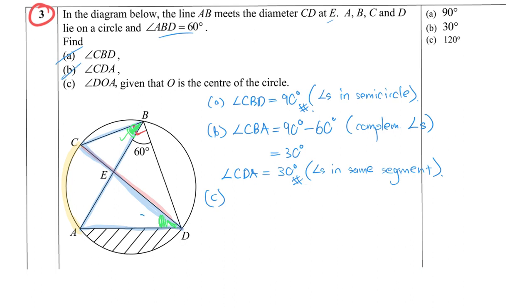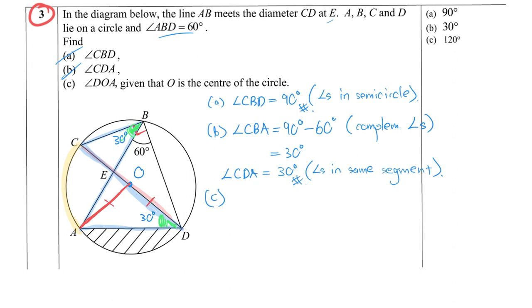Okay, so 30, 30. Last but not least, DOA. DOA, where O is the center of the circle. If CD is the diameter, I can assume O is somewhere here. And because it's in the middle of nowhere, and nothing is drawn out for us, right? We will draw our own line.